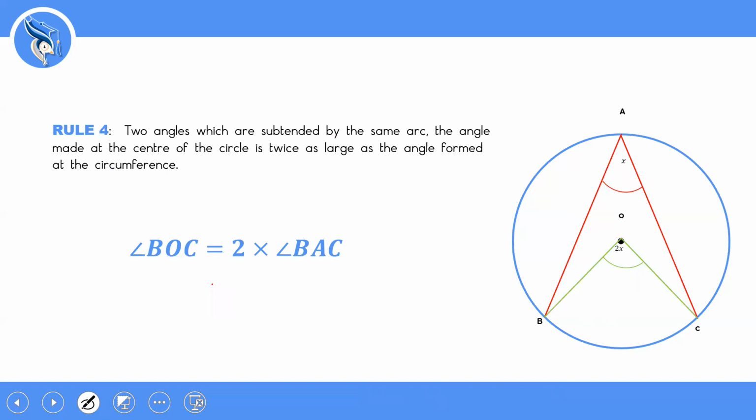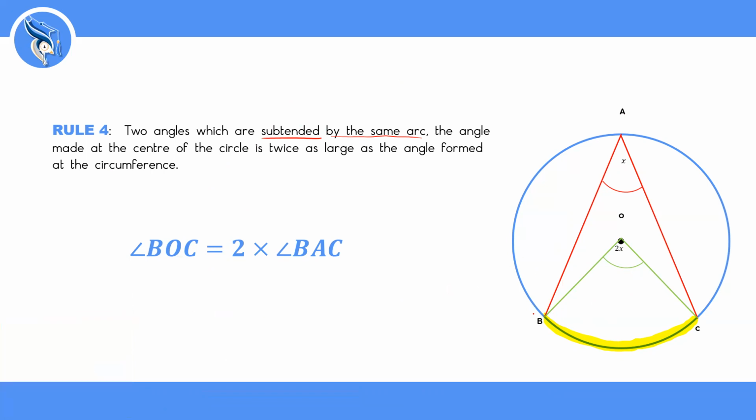Now, rule 4. Two angles which are subtended by the same arc. The angle made at the center is twice as large as the angle formed at the circumference, right? Now, here we go again with this word subtended, what it says by the same arc. Now, identifying the arc right here. The arc is BC. Both angles start at that point. So you have two angles right here.